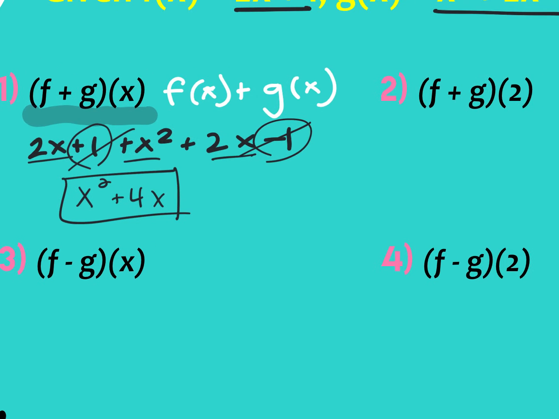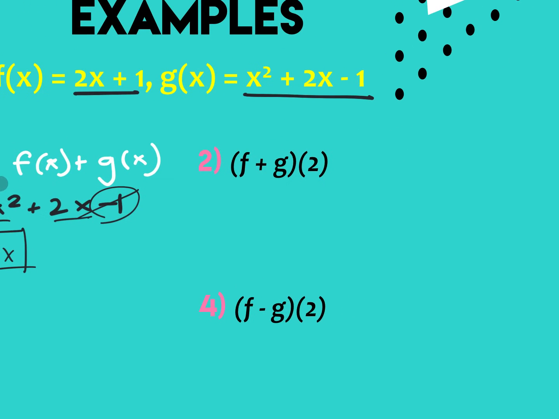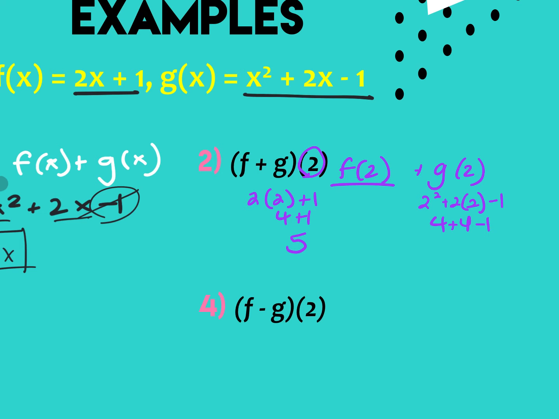So what's different between 1 and 2? In 2, there's actually a value. And what do we do if I have f of 2 and g of 2? Good. I'm going to plug 2 in for x. So in the f of 2, I will get 2 times 2 plus 1, which is 4 plus 1 or 5. And then in g of 2, 2 squared plus 2 times 2 minus 1, 4 plus 4 minus 1 is 8 minus 1, which is 7.